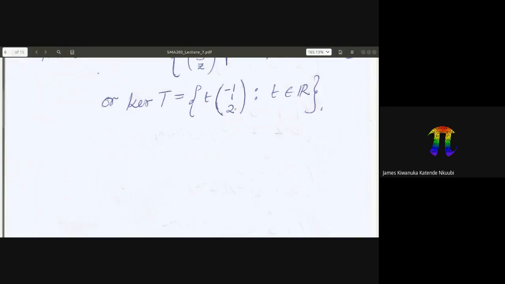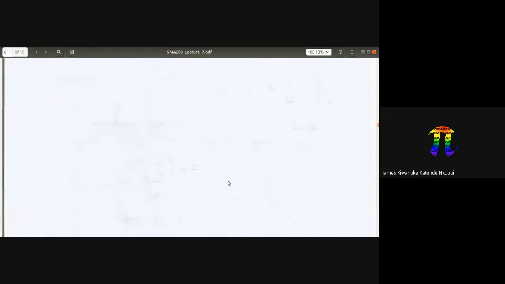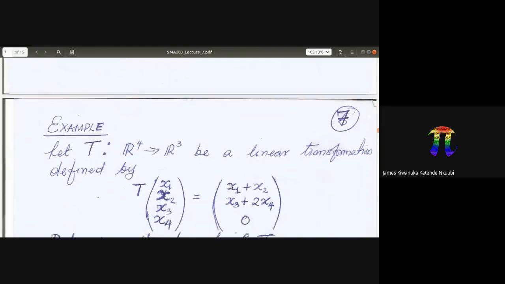It will have infinitely many vectors, and it is also a subspace, because in this case you can see it is just a span of one vector. All the multiples of one vector is a span of that vector. And we recall that the span of a set of vectors, even if it is just one vector, will give you a subspace. So this gives you an idea of what the kernel is. The kernel is actually a subspace of the vector space.